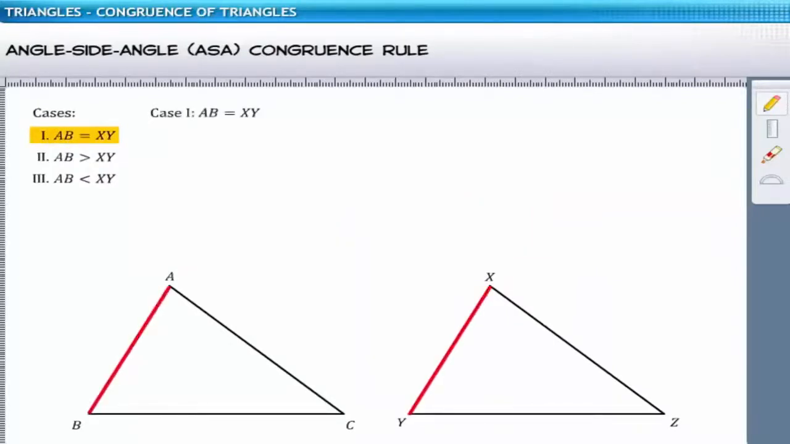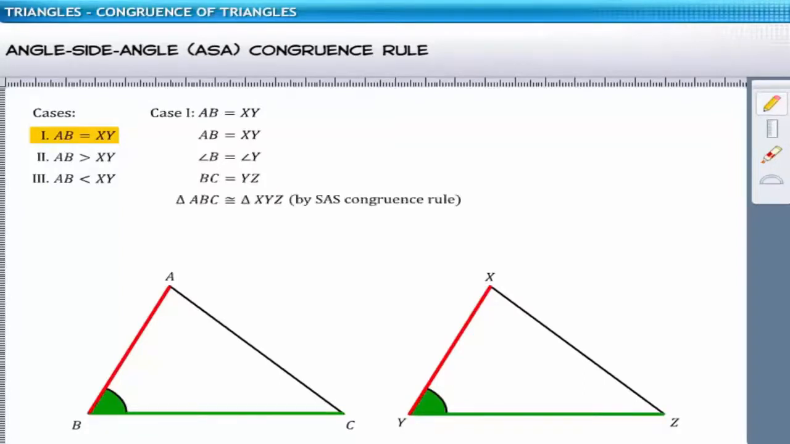In triangles ABC and XYZ, you see AB is equal to XY, angle B is equal to angle Y, and BC is equal to YZ. This data satisfies the SAS congruence rule. Therefore, triangle ABC is congruent to triangle XYZ.